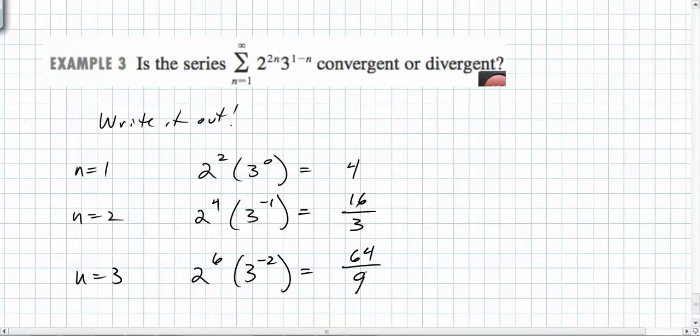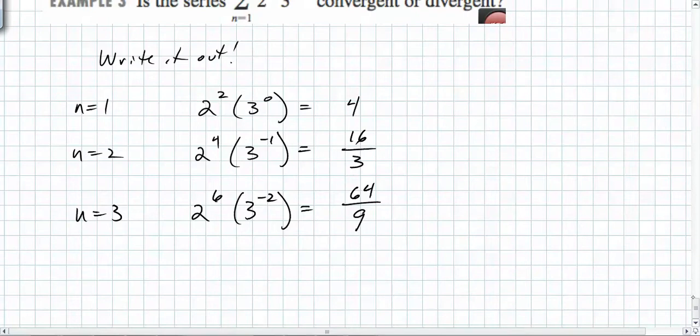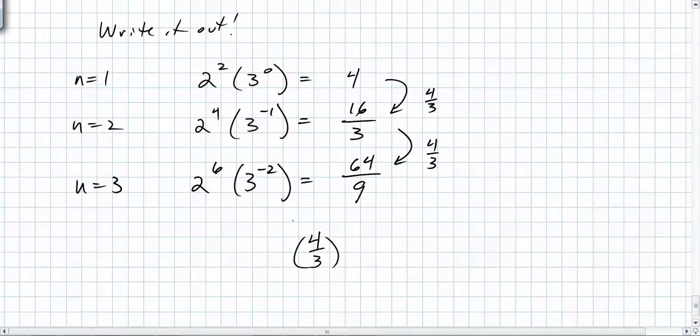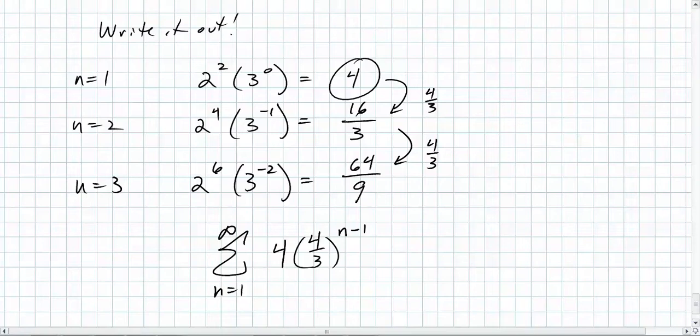So does it look like this is a geometric series? Yeah, how'd you get from here to here? I multiplied by, here to here. So it looks like this thing is going to be 4/3 as the ratio. But what's the first term? 4, correct? So 4 times 4/3 to the what? There it is. Let's see if that works. Plug in 1, what do you get? 4. Plug in 2, what do you get? 16 over 3. Plug in 3, what do you get? 64. Does it work? Yeah, it does work.